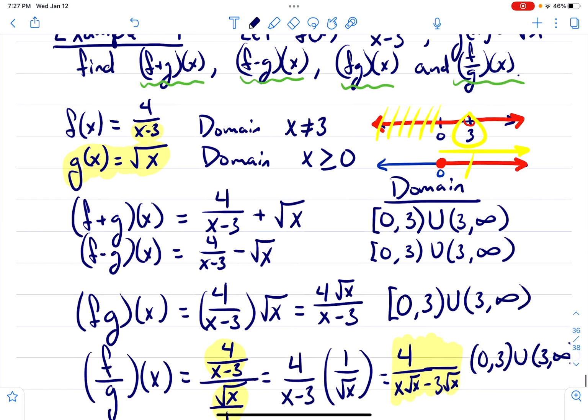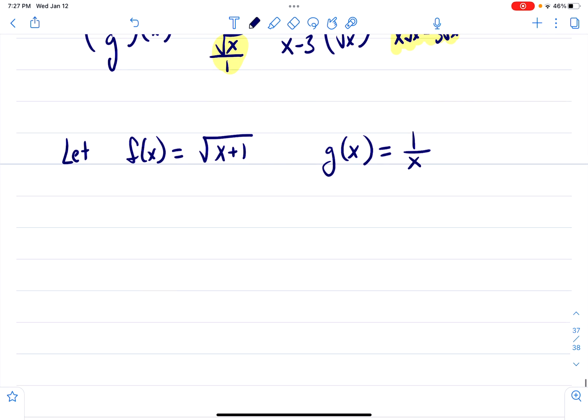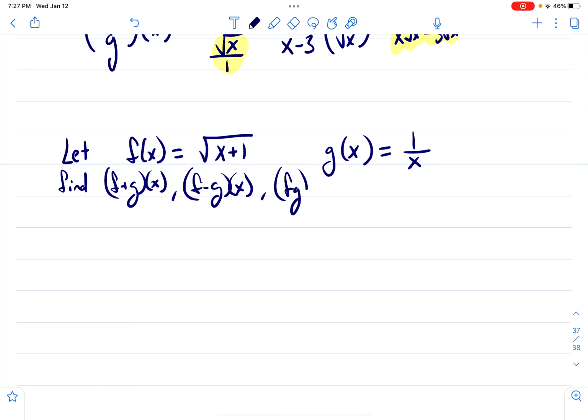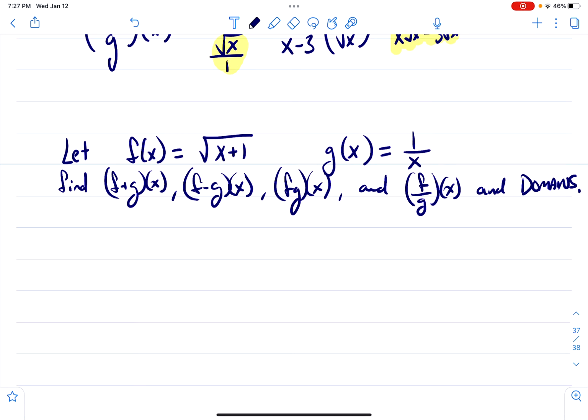So then what I want you to do is I want you to do the exact same thing. I want you to go ahead and find f plus g of x, f minus g of x, f times g of x, and f divided by g of x. And their domains. Don't forget that. Domains. Okay. So what we're going to do is we're going to pause the video right here. You can take a few minutes. Probably only take about 3, 4, 5 minutes. And you can do it. All right. Go for it. So we'll pause the video and then we'll work on these problems.